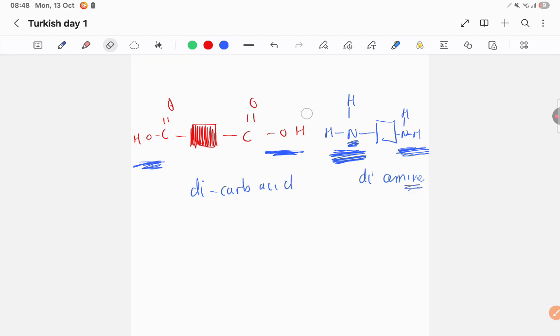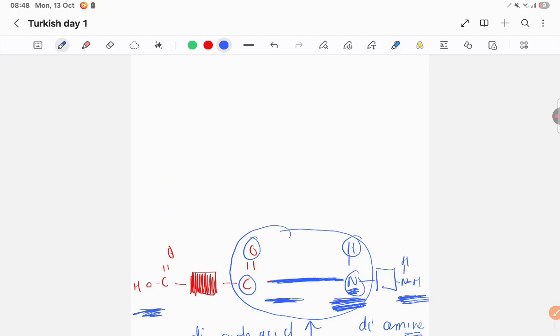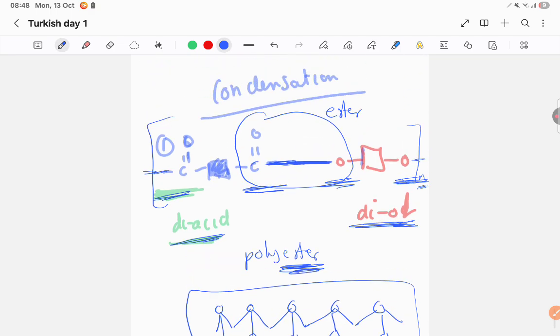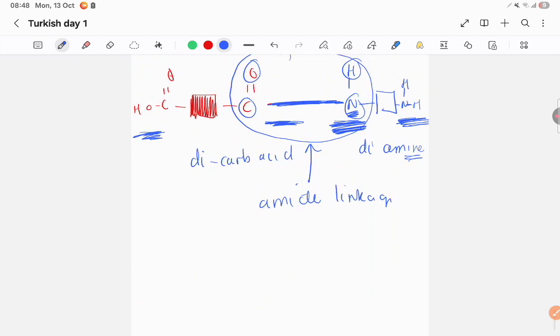Now, from the acid, I break the OH as usual. From the amine, I break the H, and then I join them together. This time you form what is called the amide. From an amine, you make an amide linkage. NHCO, instead of COO. NHCO this time. I hope that makes sense.